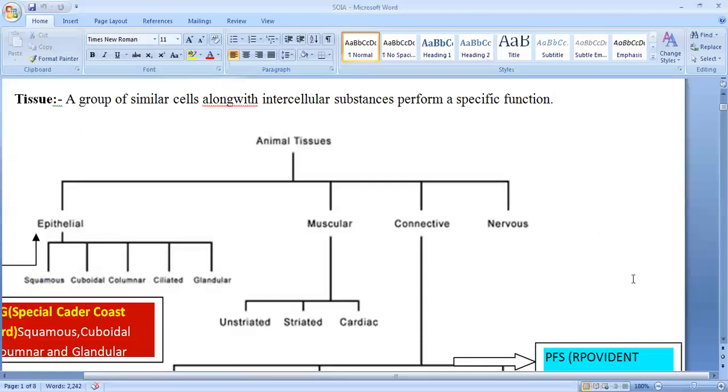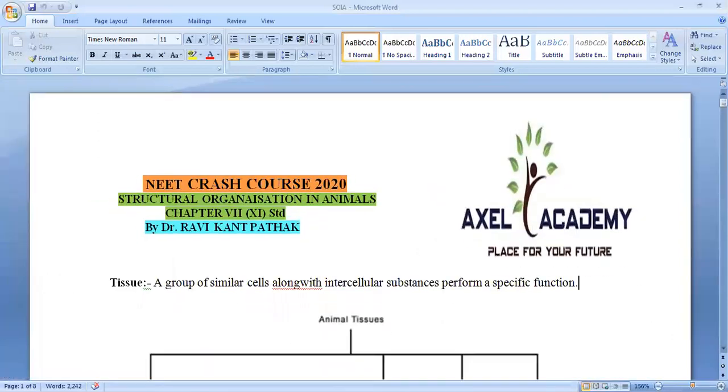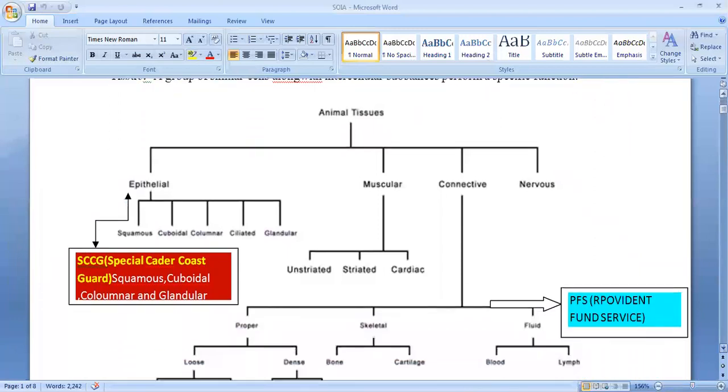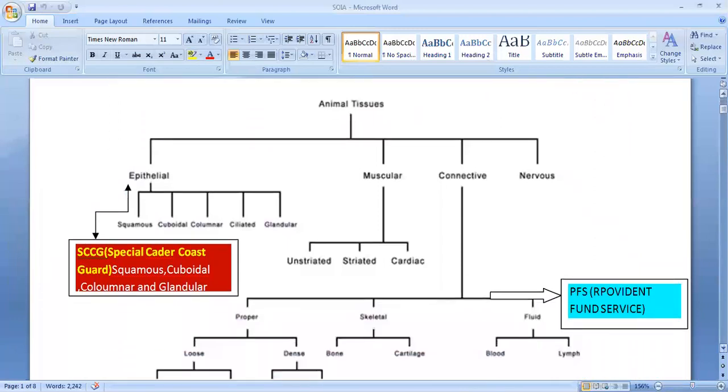Okay, so in this chapter, we will discuss the animal. What will we discuss? We will discuss animal tissue. Here you can see the animal tissue, and animal tissue is divided into how many types? They are divided into four different types. How many? Four in number. Clear? First is the epithelial tissue. Second is the muscular tissue. Third is the connective tissue, and fourth is the nervous tissue. So four different types: epithelial, muscular, connective, and nervous tissue.